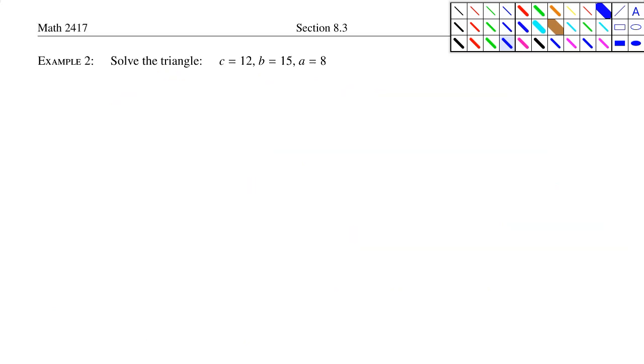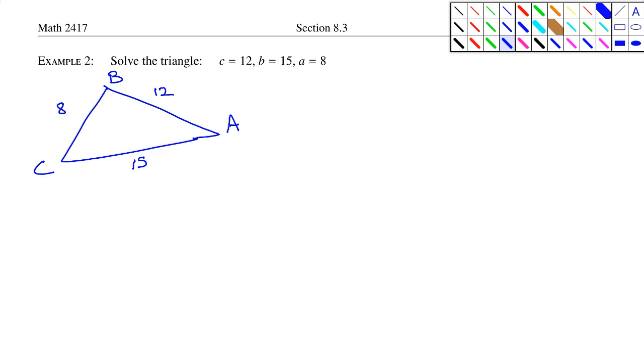Example number 2. Solve the triangle C equals 12, B is equal to 15, and A is equal to 8. So let's draw a little sketch of the triangle here. B is the long one, so I'll put B up there, make this one C, and make this one A. Again, it doesn't really matter, but I do like to try to get it close whenever I can. So we have 8, 12, and 15.